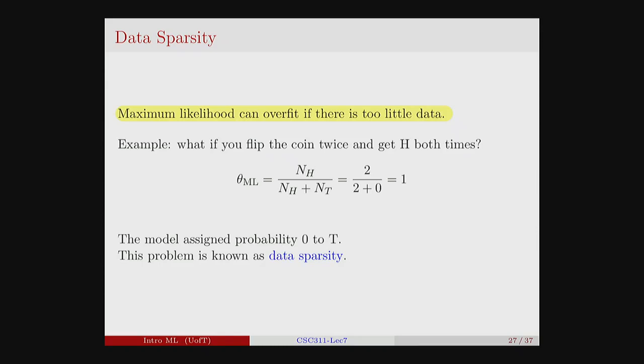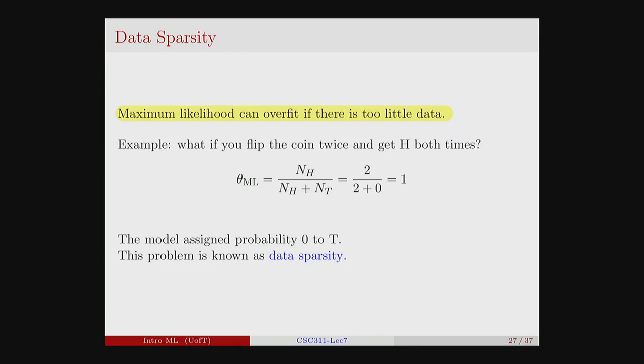Okay, so in that case, let's talk about one of the limitations of maximum likelihood estimation. So maximum likelihood estimation can often overfit if there's too little data. What does that mean? Let's say you start out by flipping a coin exactly 2 times, and in both instances, you get heads show up. You can write down the formula for what the maximum likelihood estimator for the probability of that coin coming up heads is, and you'll get the number 1.